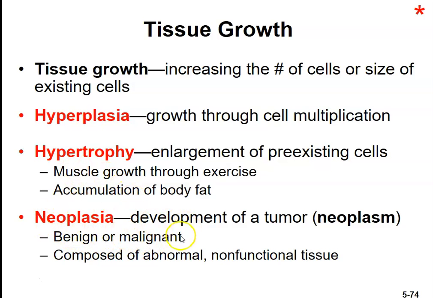Neoplasia is abnormal tissue growth. This mainly focuses on development of a tumor. The tumor can be benign or malignant. So this type of tissue growth is of abnormal, non-functional tissues. Hyperplasia and hypertrophy are normal tissue growth.